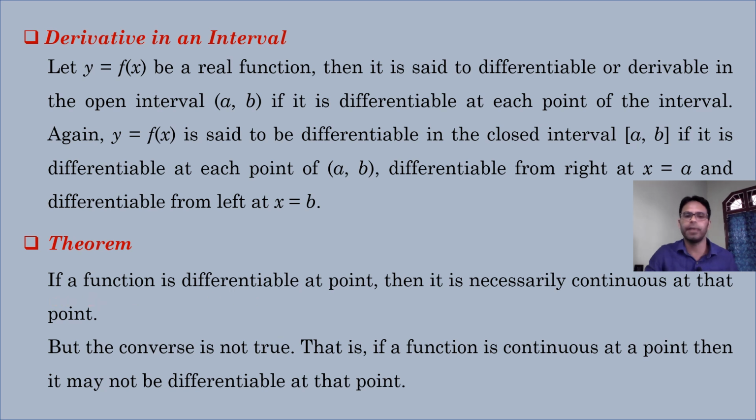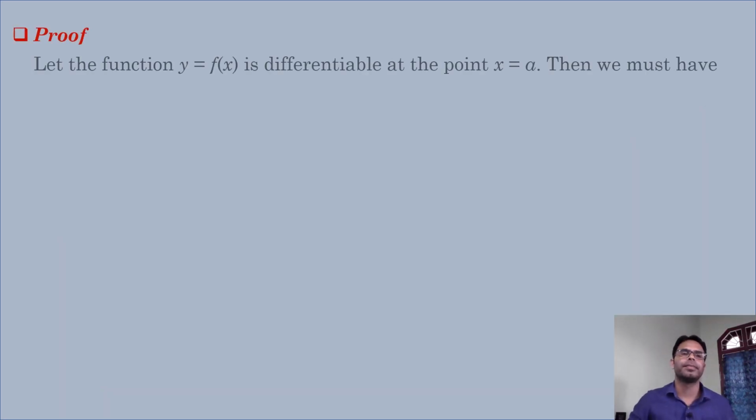We should have a differentiable function, and we are to prove that that function is also continuous at that point. The point is any value of x. So in the proof, let the function be y is equal to f(x) and x is equal to a be that point. We are taking here this function y is equal to f(x), differentiable at x is equal to a.